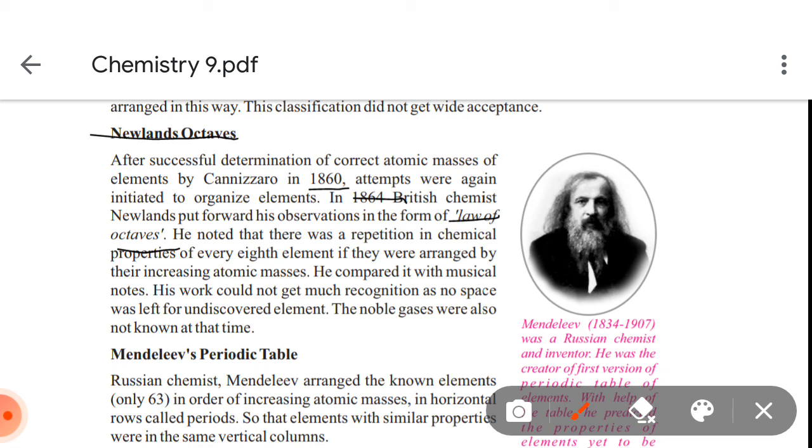He noted that there was a repetition in chemical properties. कौन सी properties में? Chemical properties में. ठीक है, of every 8th element if they were arranged by their increasing atomic masses. He compared it with the musical notes. His work could not get much recognition as no space was left for undiscovered elements. कि जो undiscovered elements थे उनके लिए कोई space नहीं बचा था, तो उस वजह से इनका जो law था उसको इतनी popularity नहीं मिली थी. The noble gases were also not known at that time.